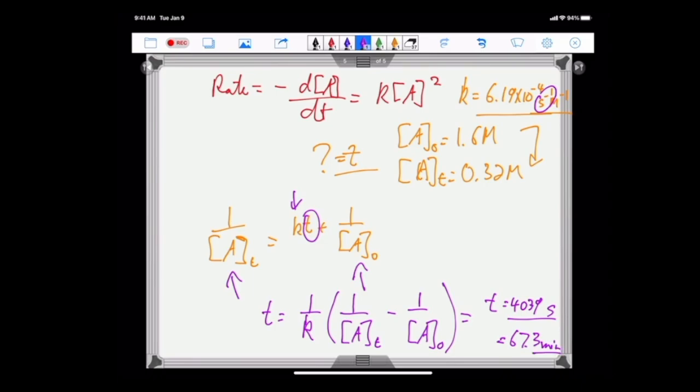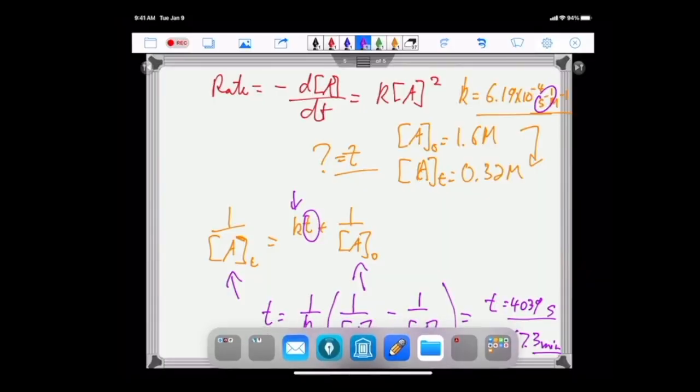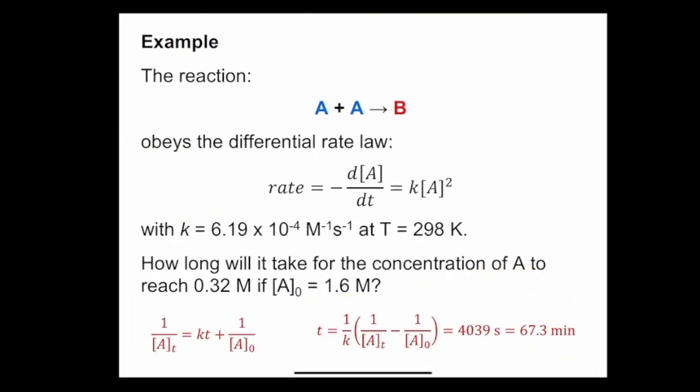So again, what equation are you applying it to? What is the integrated rate law I need? What are the pieces I've been given? Do not get confused between time and temperature, little t and big T. Okay? All right. So the last thing.